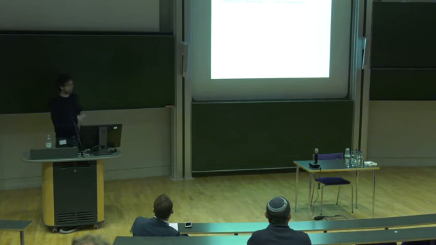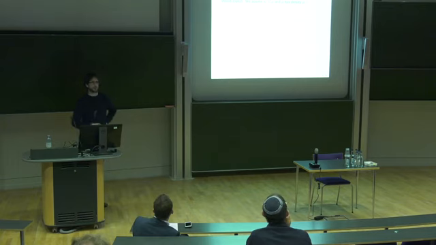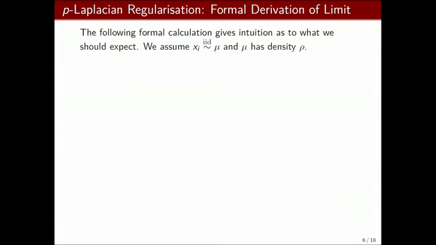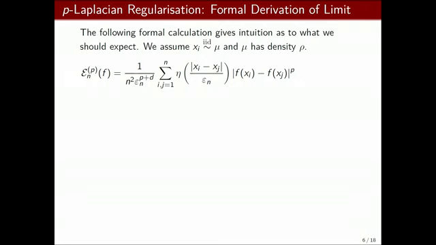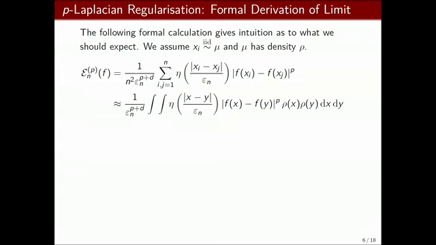Let me give a toy calculation which says what we should expect in the limit. Again, we assume that x_i is IID from some measure mu, and mu has density rho. Let's start off with our discrete energy. All I do is substitute in my definition for the weights: w_ij was equal to 1 over epsilon to the d times eta of (x_i minus x_j) over epsilon_n, and I've changed nothing else. When n is very large, I replace these summations with an integral, integrating with respect to the measure mu, which has density rho.